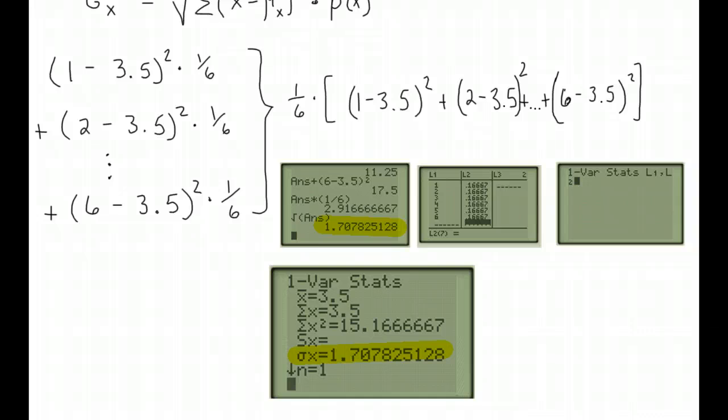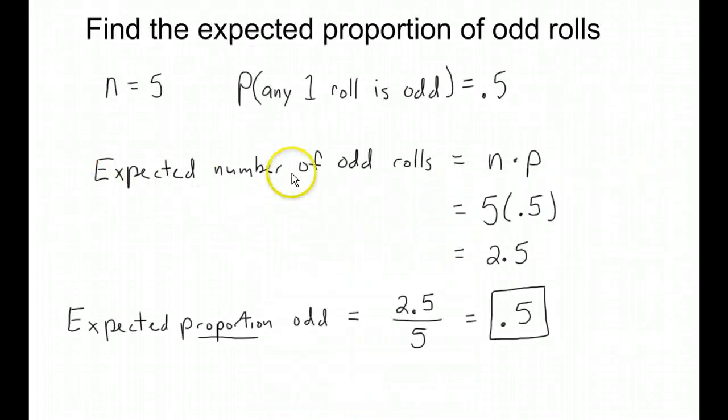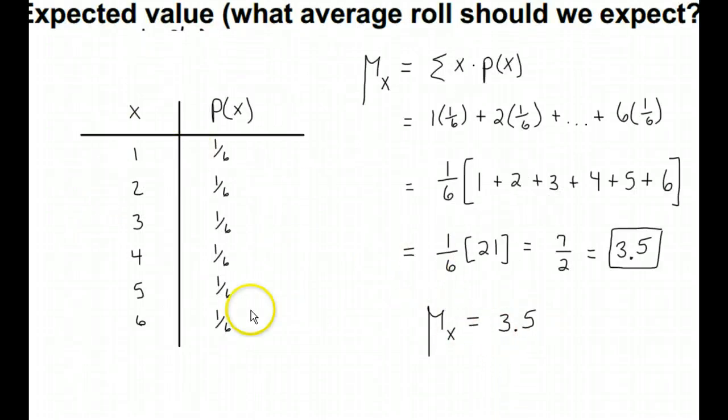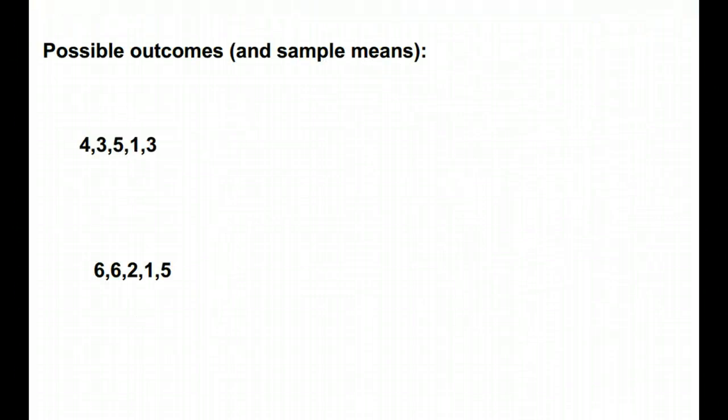Alright, now let me talk about what it is we're doing. These are population values. This is the population standard deviation. This is the population proportion of odd. This is the population mean of all of these trials. Again, the theoretical mean. Now, in practice, if I rolled a die 5 times, this is a possible outcome I could get. I could get 4, 3, 5, 1, and 3.